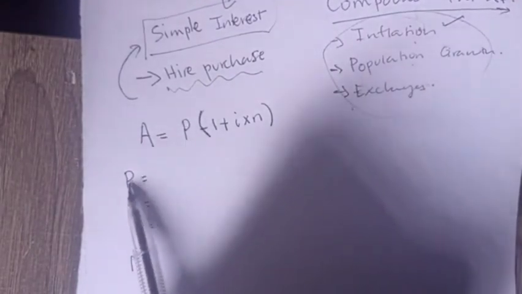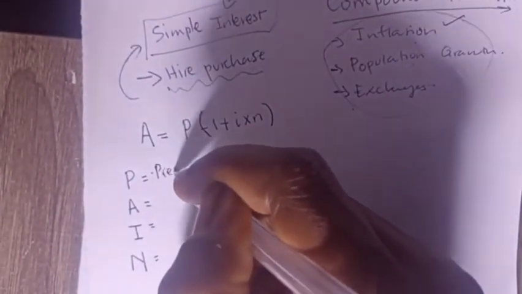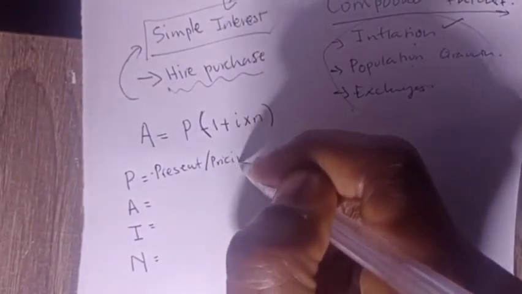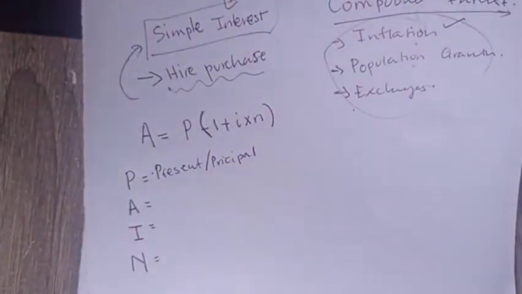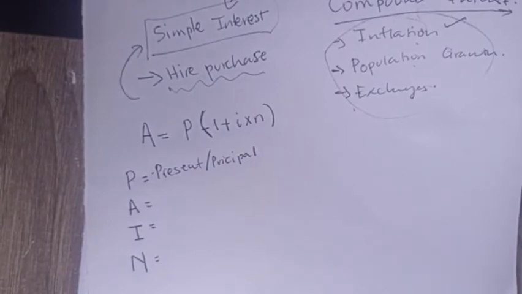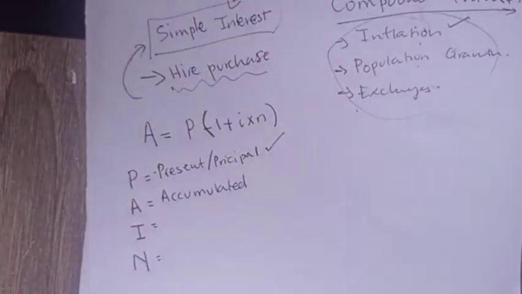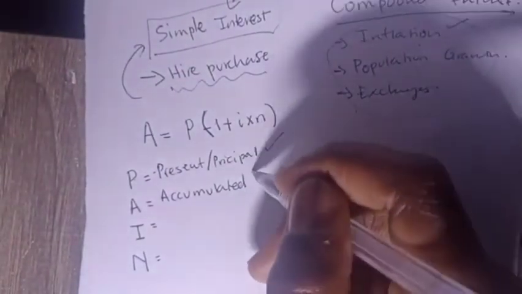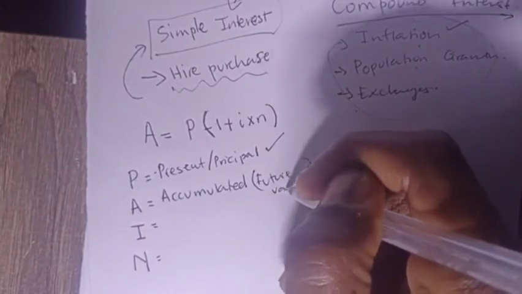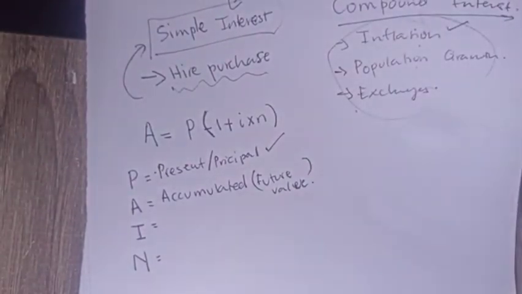So P stands for the present value. It's the present value, or the principal value, principal amount. That's the amount that you have currently. Like let's say you want to make an investment. You have 300 currently. That will be your present value, or your principal amount, the starting amount. And A is actually called the accumulated amount. It's the money that you're going to accumulate, you're going to get over time. But most textbooks and most people like to call it the future value. So when we calculate A, we're actually calculating the value that you're going to have in the future.